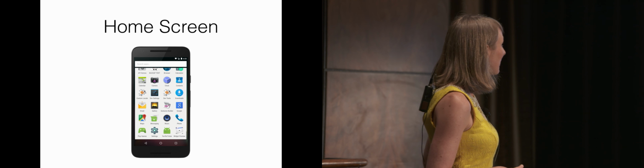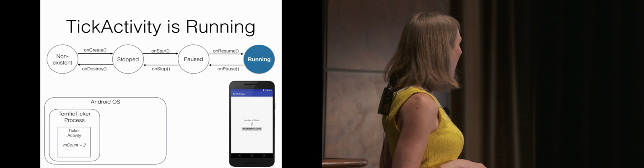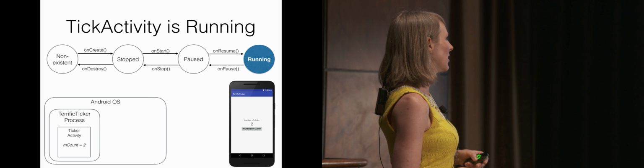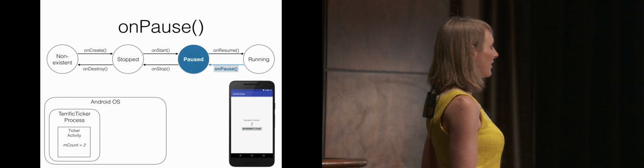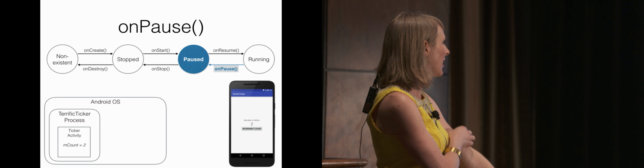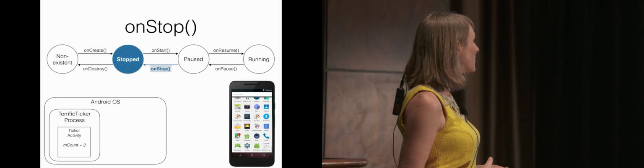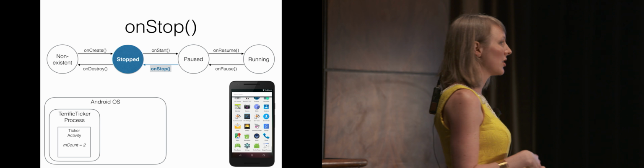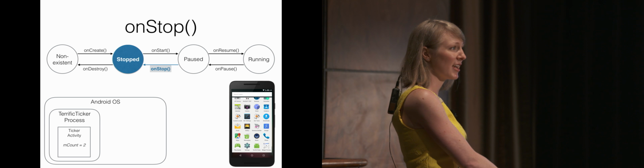I press home. All right, what happens is my ticker activity is running. I've got a count of 2. All right, so stick with me here, we're going on another journey. So I press home, it calls onPause and moves me to the paused state, and I can still see it, right? But it's not in the foreground. I can still see my activity on the screen. Then it immediately calls onStop to move me to the stopped state. So now the user cannot see my activity, but the instance is still alive, right?